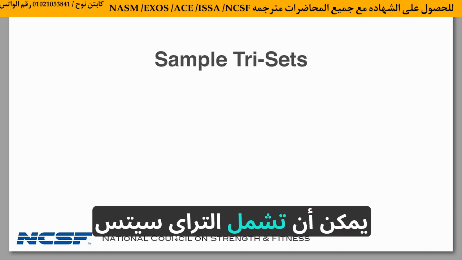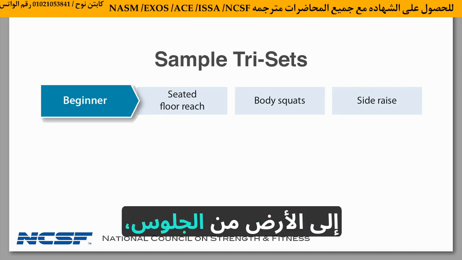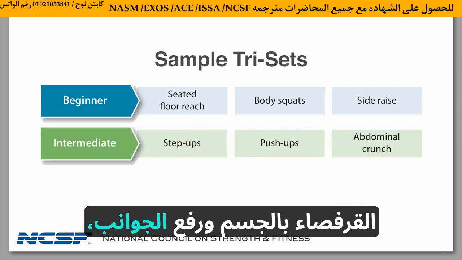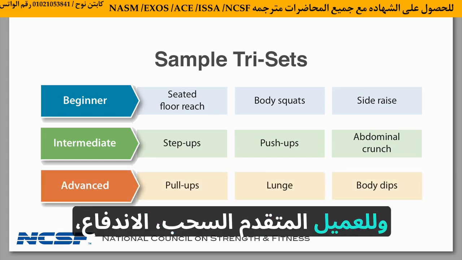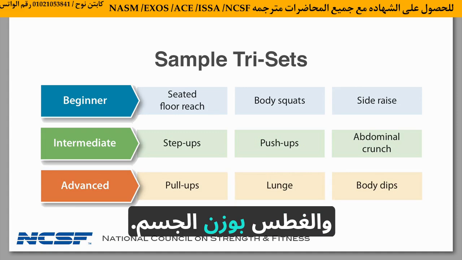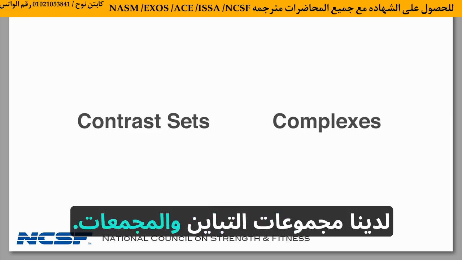Sample trisets could include seated floor reaches, body squats, and side raises for a beginner client, step-ups, push-ups, and abdominal crunches for an intermediate client, and pull-ups, lunges, and bodyweight dips for an advanced client. Next, we have contrast sets and complexes.